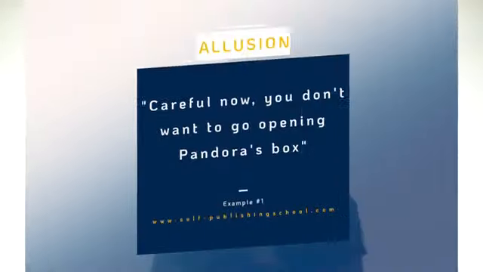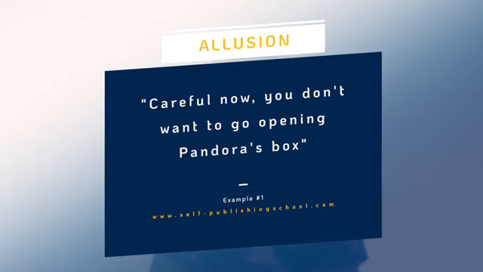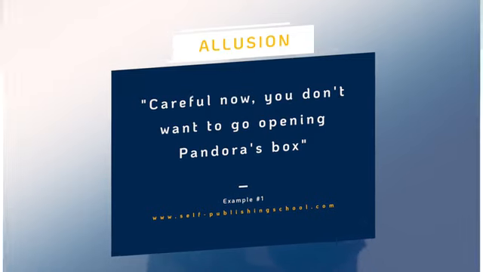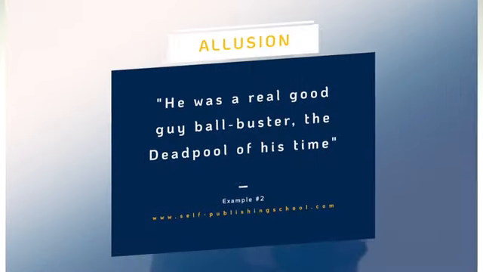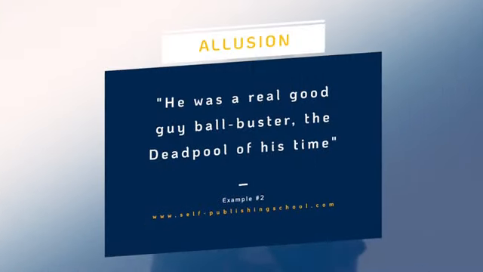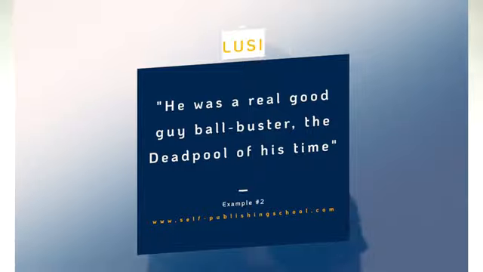So here's an example of an allusion in writing. Just having the sentence, "Careful now, you don't want to go opening Pandora's box," is a great way to bring something from the real world, which is Pandora's box, a legend and a story, into your fictional novel. Another example that is more recent or pop culture would be writing, "He was a real good guy ball buster, the Deadpool of his time." Referencing Deadpool, which is a comic book character and now turned into a movie, is a great way to describe the character in a way that connects with your reader and the real world.